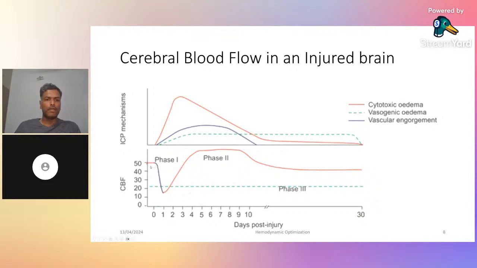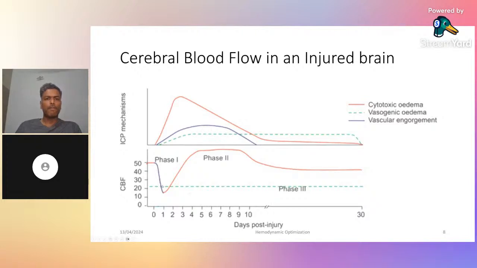Immediately following injury, in the first few hours, what is seen is a phase of intense vasoconstriction. In this phase, the brain is suffering from hypoperfusion, which has to be corrected by avoiding hypotension. Trying to maintain normotension would be the main goal.